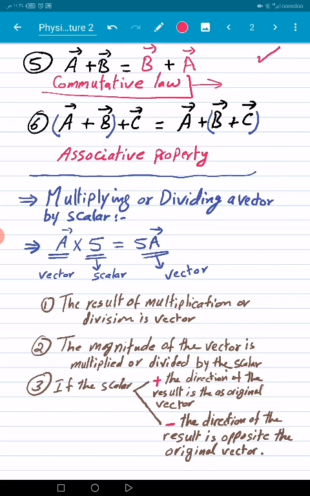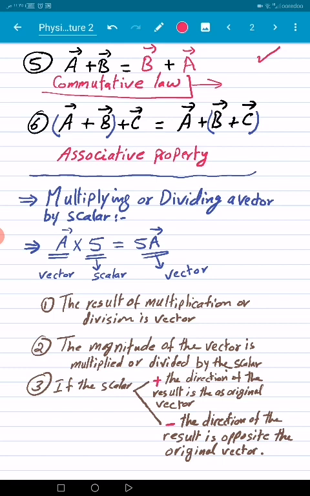Okay, number 6, if I have 3 factors, factor A, factor B and factor C, if I add factor A plus B plus C, it's equal to factor A plus the factor B plus factor C. هذه خاصية التوزيع أو خاصية التجميعية, associative property of addition. These are 6 important definitions about the factors you must know.